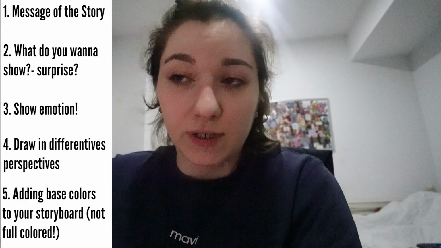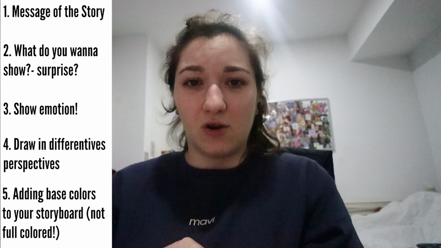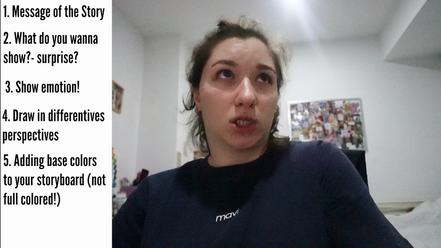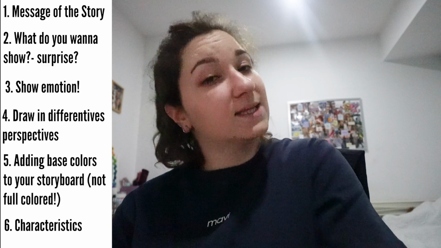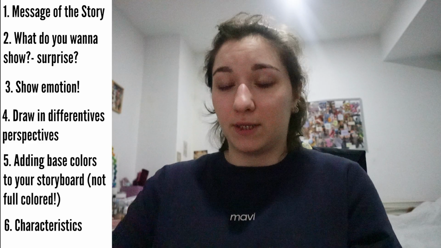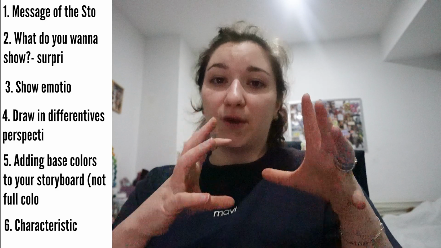And when you also want to add colors to your storyboard, think about it, because in a lot of storyboards you just use black and white colors or just drawing the outlines. But it also can help you to play with the colors. If you want to use colors or just black and white colors or grayish tones, you can also think about protagonists and antagonists and how you want to represent the characteristics and the emotions of the characters.